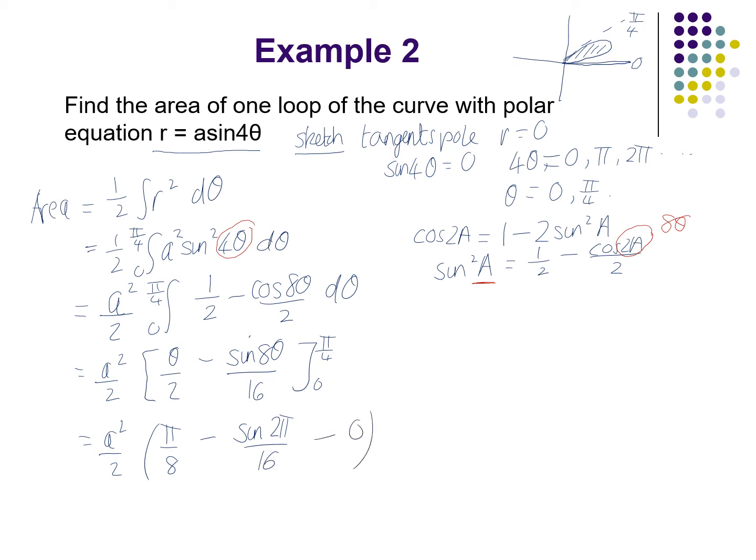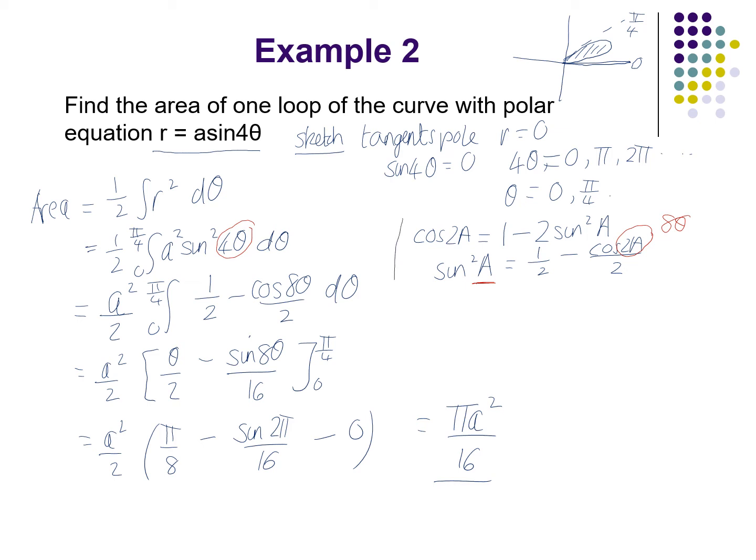Again, the sine 2 pi bit becomes 0, so you end up with pi a squared over 16. So notice it's got an a in it because our original equation had an a in it. So write out your working nice and clearly.